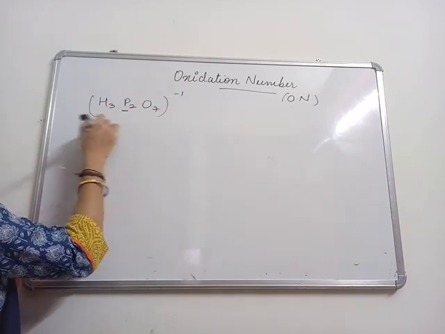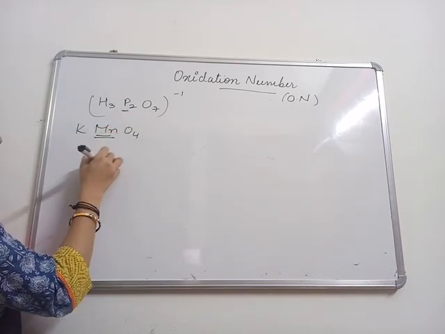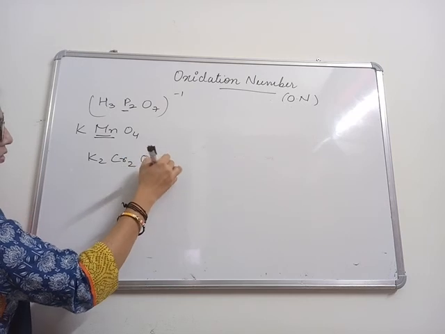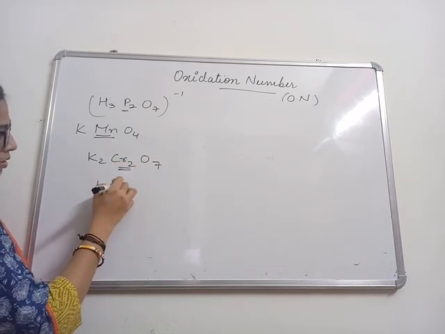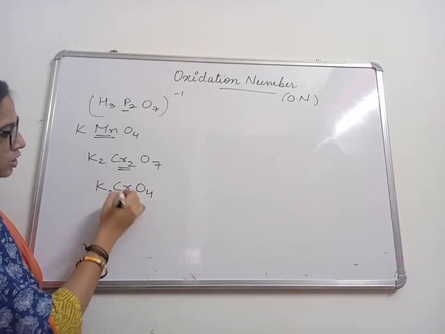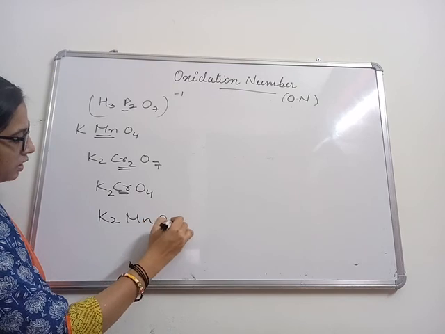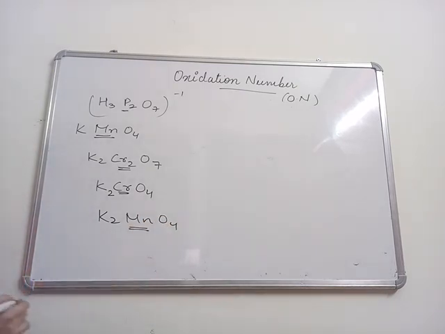Phosphorus here, Mn in KMnO4, Cr in K2Cr2O7, chromium in potassium chromate, manganese in potassium manganate. We shall find the oxidation state of the following.